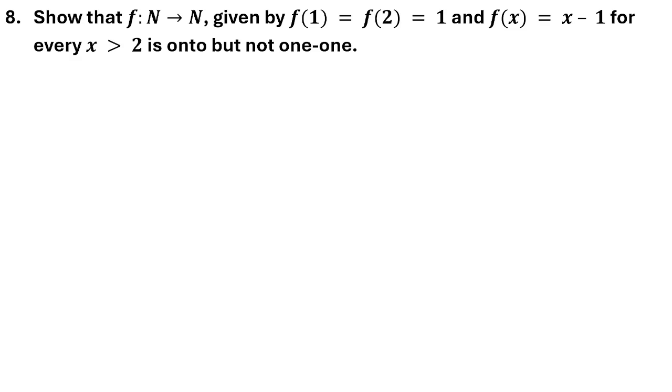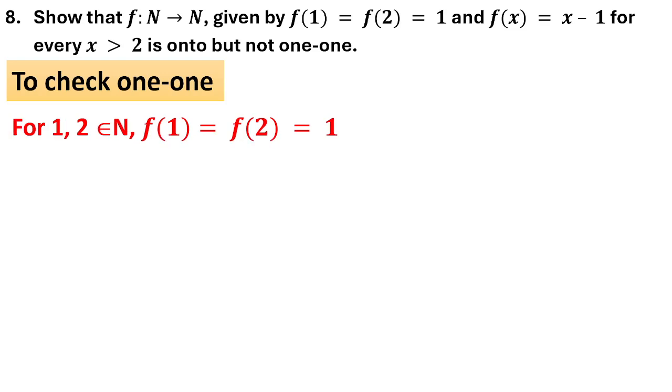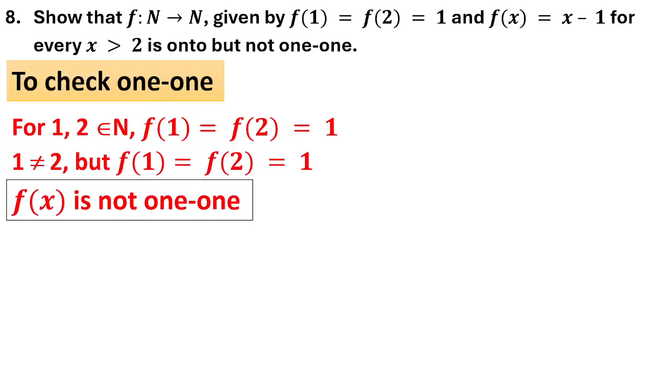Now let us go to question number 8. Show that f from N to N, given by f of 1 equals f of 2 equals 1 and f of x equals x minus 1 for x greater than 2, is onto but not 1-1. When these types of questions come, you are very happy because they have already told you what to prove. Not 1-1: you prove that for two values which are not equal, their images are equal. That's all. Very simple. From the given definition itself, if you take 1 and 2, their images are equal, but the elements are not equal. Therefore, it is not 1-1.